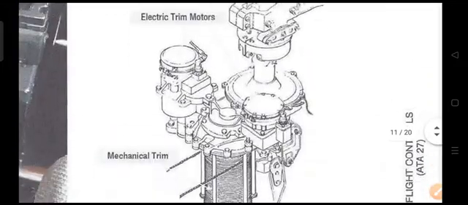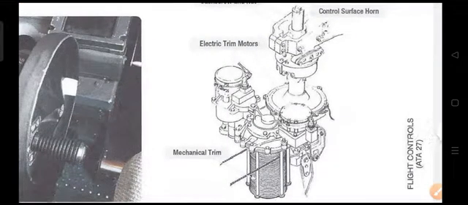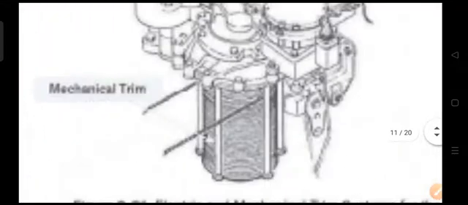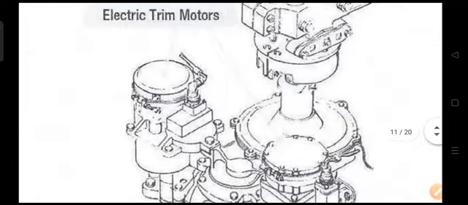So this is basically a component. See over here, you can see everything. You can see there is a jack screw which is moved mechanically with the help of an electric trim motor that will trim the mechanical movement, and then there is a mechanical trim over here also. So you can mechanically trim this particular thing with the help of your cables and all. You can electrically trim it with the help of this motor. Fine.